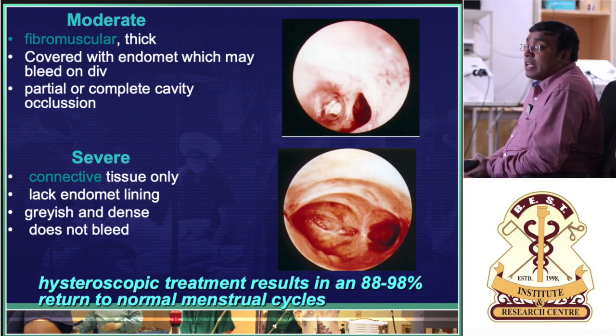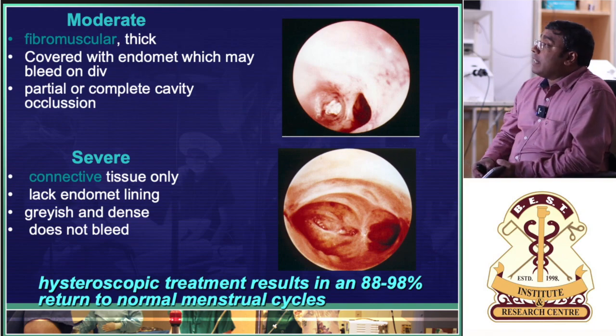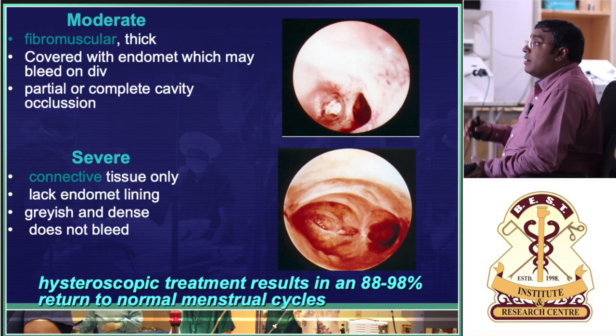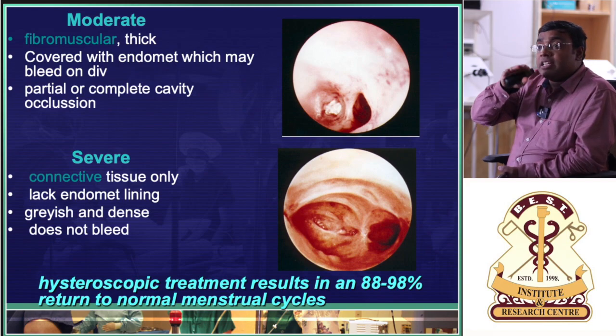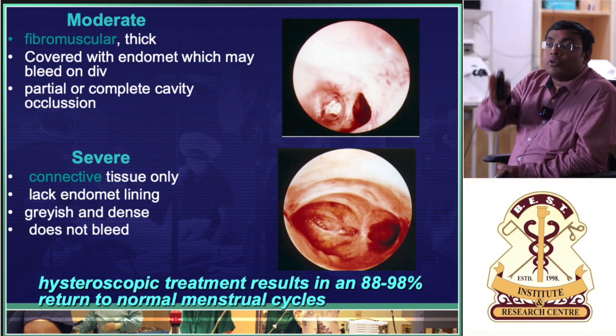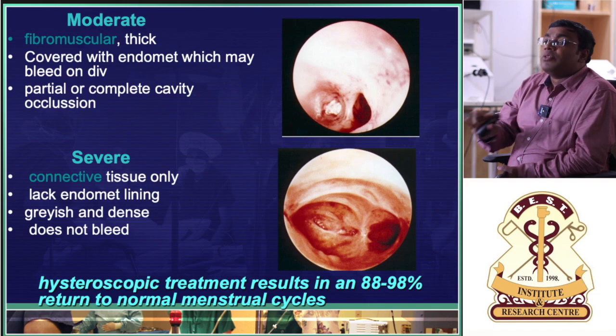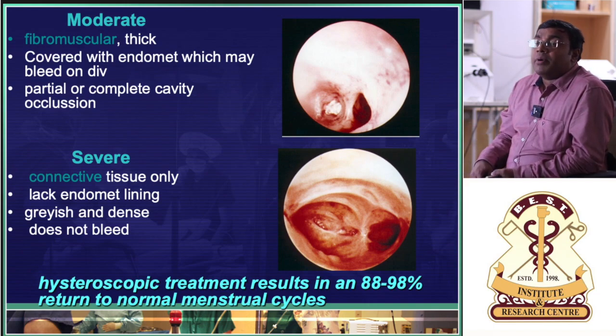What are the severe types of intrauterine adhesions or synechiae? Only connective tissue or fibrous tissue is there. When you cut, it does not bleed. There is no endometrial lining over that adhesion band. Those are the ones which are very bad, because the basal endometrium has been gone or damaged off. So there is no basal endometrium.